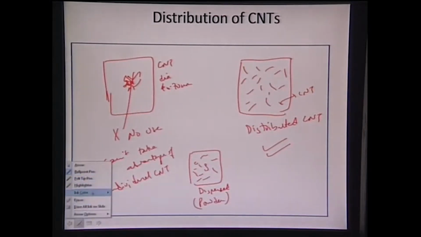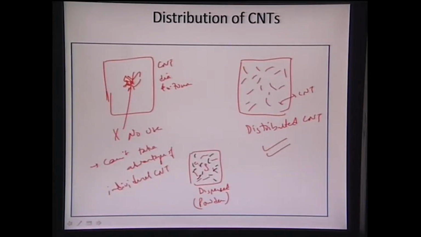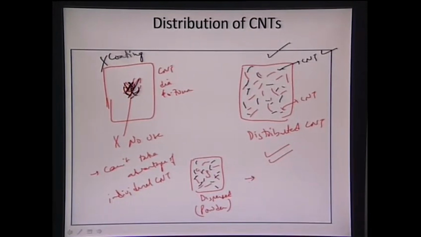We should have CNTs dispersed in the powder stage itself, and they should not get agglomerated later on in the coating. If all the CNTs are entangled in the coating, that is not good. But if we have CNTs distributed in the matrix, like here, here, here, distributed throughout the matrix, that will be very, very good. To do that, we need to have the CNTs dispersed at the ball milling, the blending stage itself, where we disperse the CNTs in the hydroxyapatite matrix.